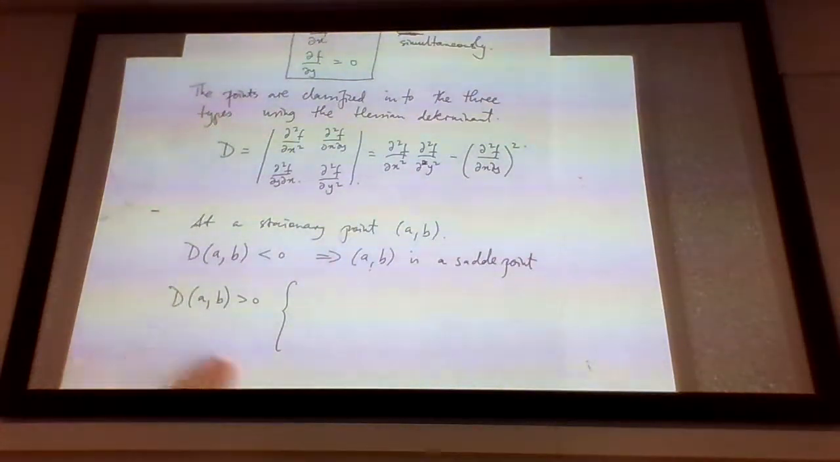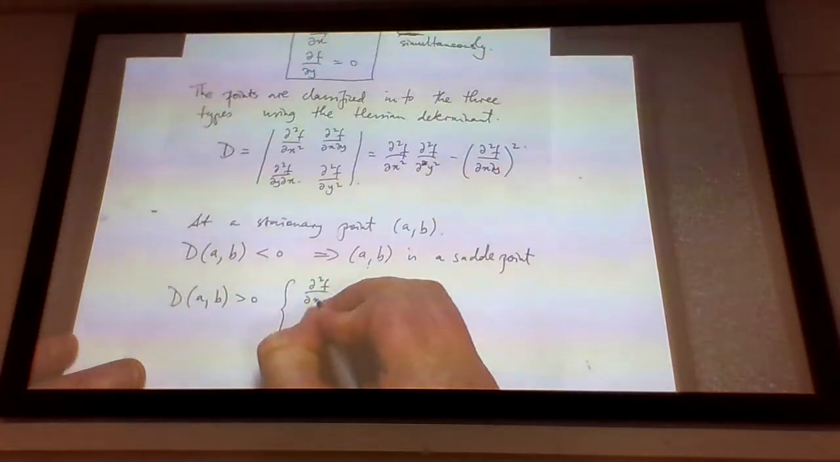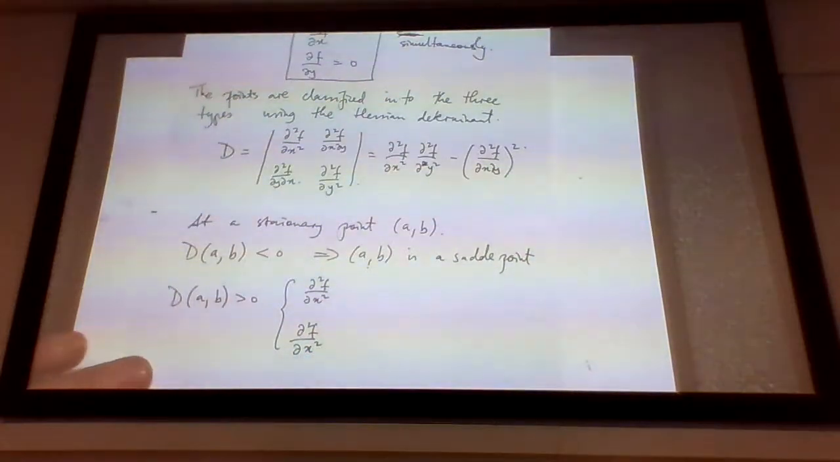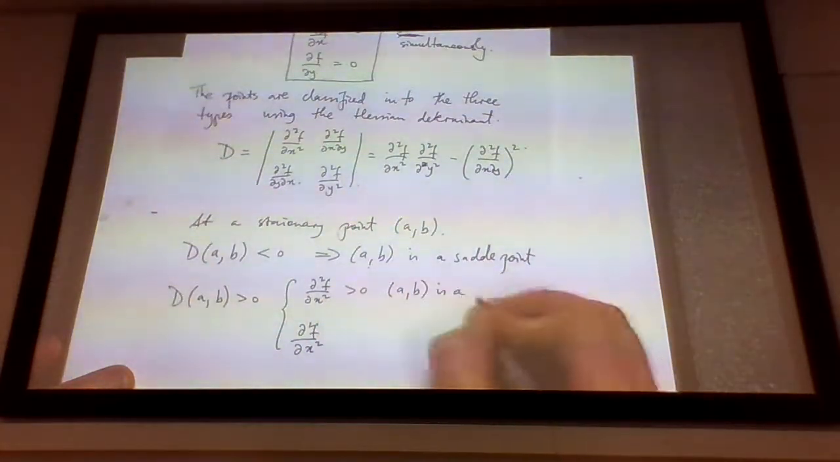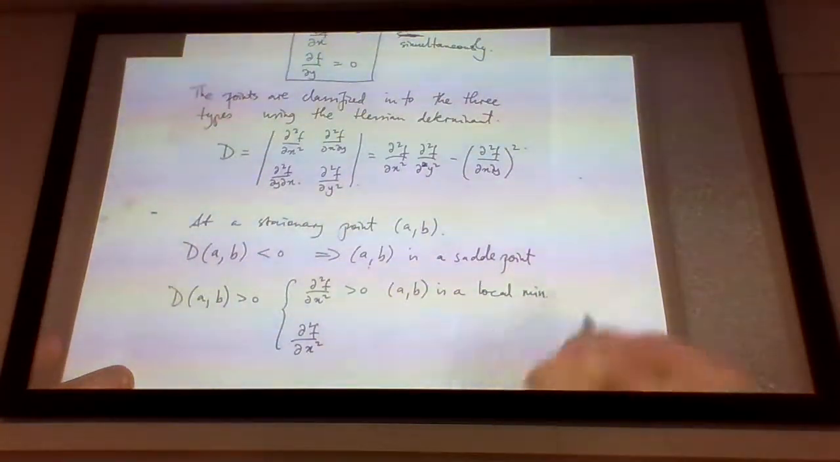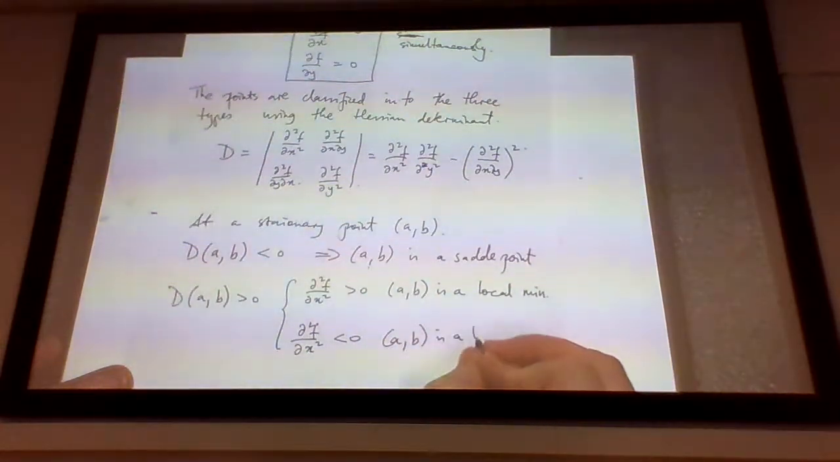So if this Hessian determinant comes out positive, then the classification is based on the second order x derivative. You can actually choose the y derivative as well, which we'll explain. If this is bigger than 0, then (a, b) is a local minimum. And if it's less than 0, then (a, b) is a local maximum.